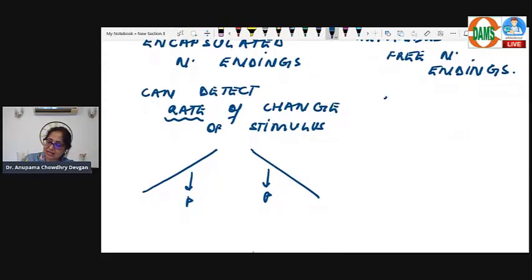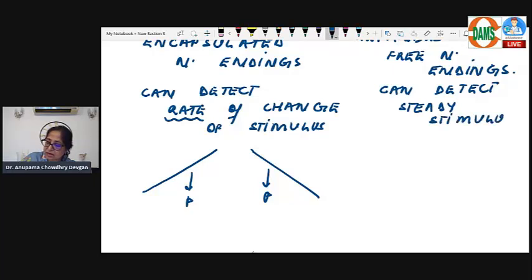Whereas this can detect a steady stimulus. What is a steady stimulus? Here the stimulus strength is steady over a period of time. This can be detected by a tonic receptor. Rate of change of stimulus is detected by a phasic receptor. The steady stimulus will be detected by a tonic receptor.